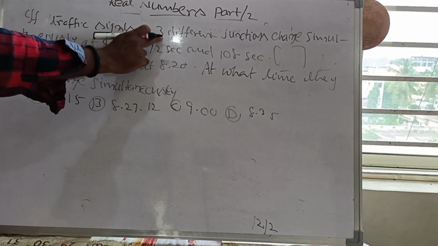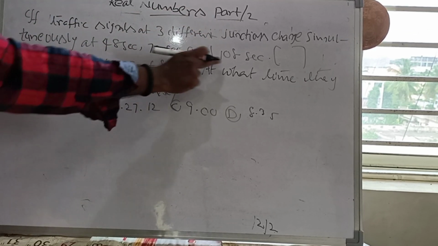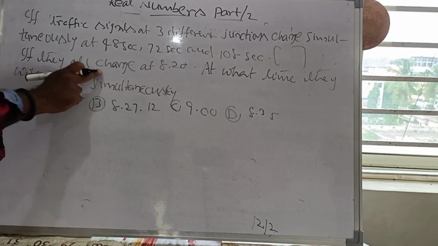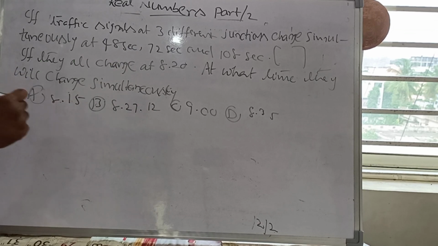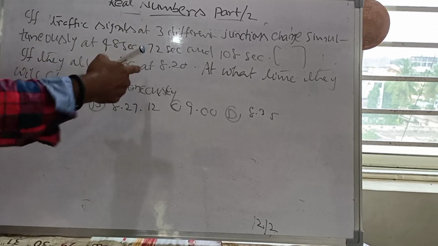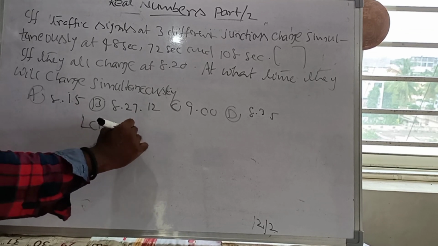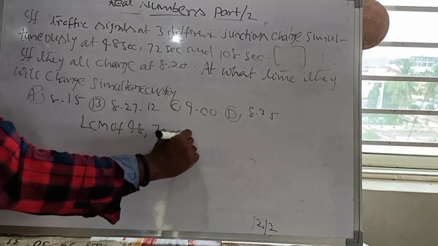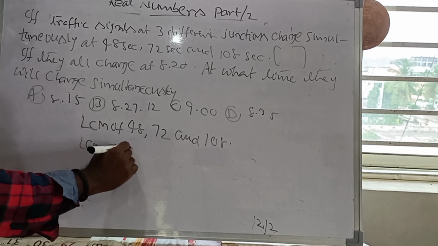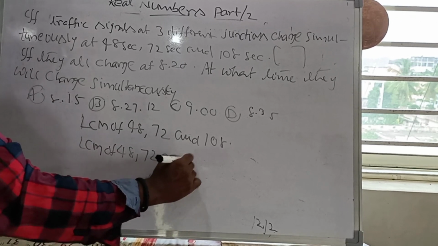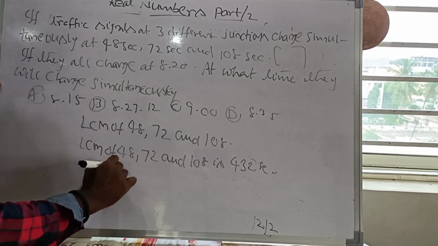Let's go through the next question. The traffic signals at 3 different crossings change after 48 seconds, 72 seconds and 108 seconds respectively. If they all change simultaneously at 8:20, then at what time will they change simultaneously? In order to find the time at which they will change simultaneously, we have to find the LCM of 48, 72 and 108. The LCM is 432 seconds.